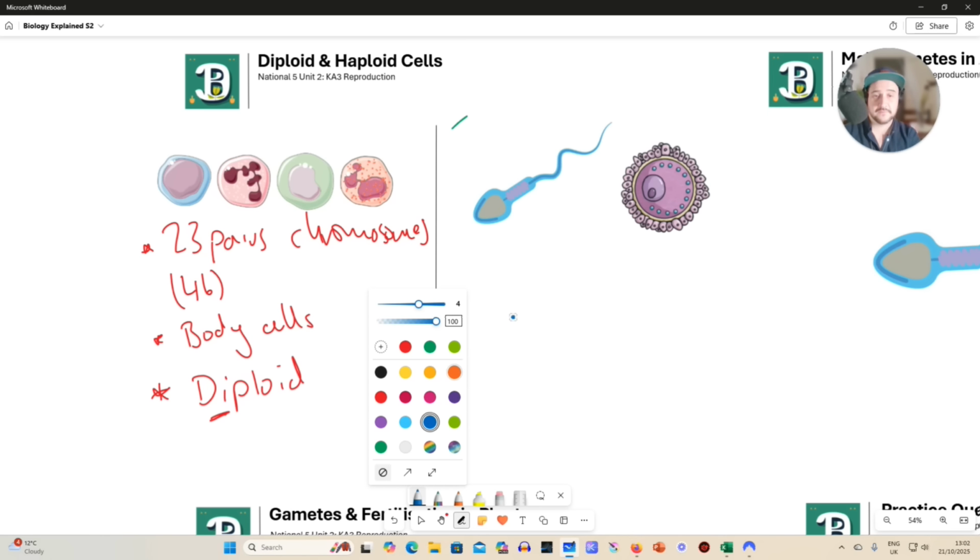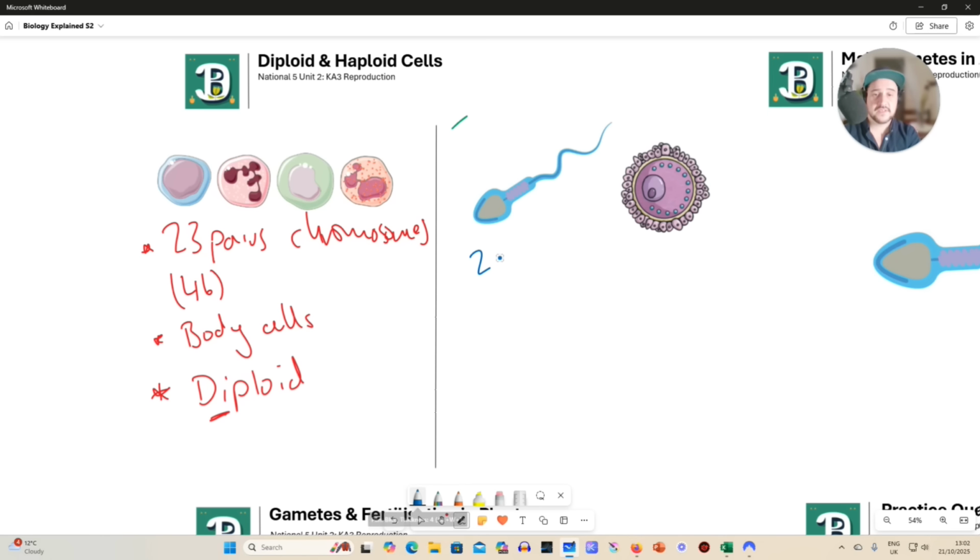Let's do that in blue here. These have 23 chromosomes. Okay, not paired. Okay, do excuse my dog there. She's running around in the background. So 23 chromosomes, okay, not 23 pairs.